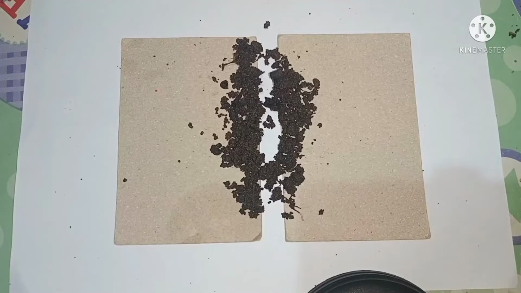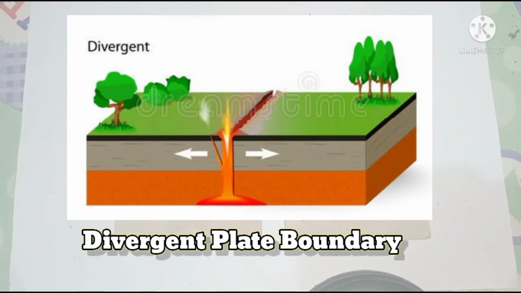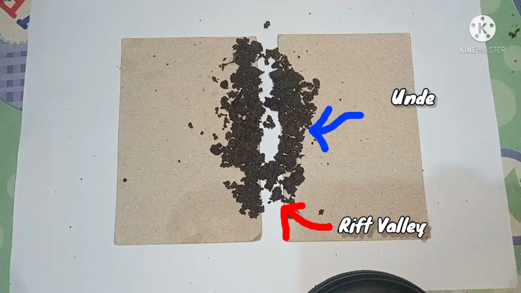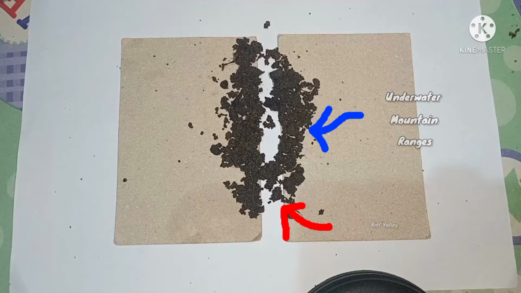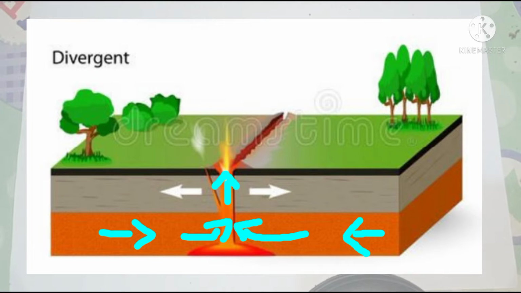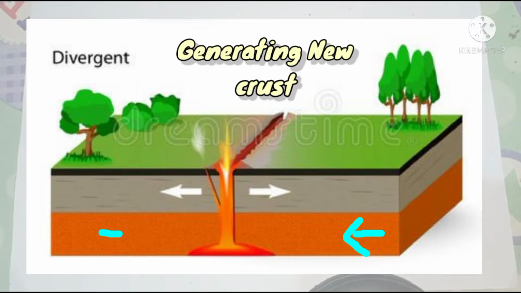What can we observe? From the activity, we can observe that when the two cardboards were pulled away from each other, it created a gap between the two plates. In divergent plate boundary, two tectonic plates are moving away from each other, and this gap is called the rift valley. And this soil with peak is the underwater mountain ranges. When the plates did this, it allows the magma from the mantle to go up and will eventually solidify, generating a new oceanic crust.